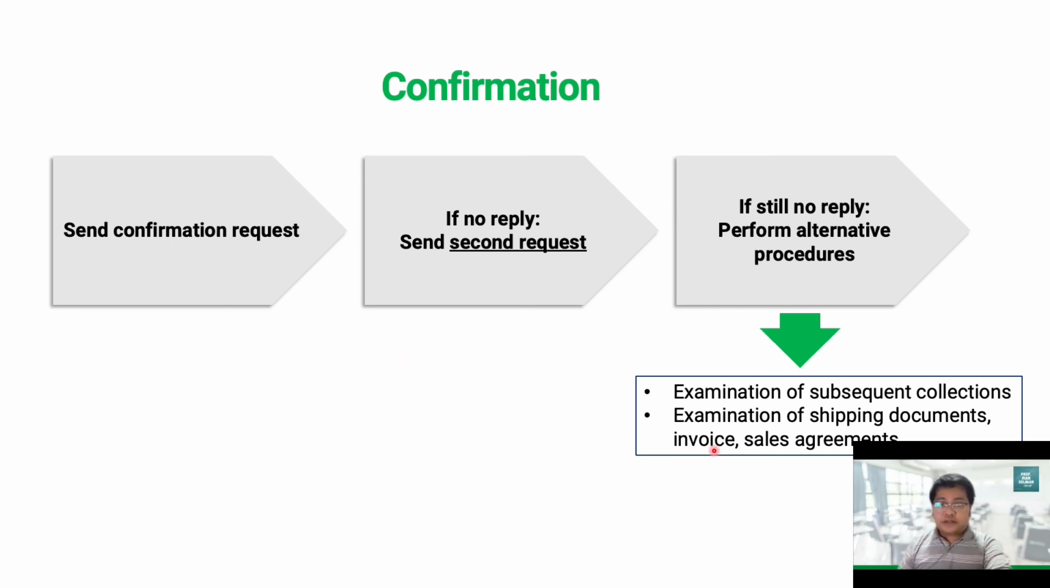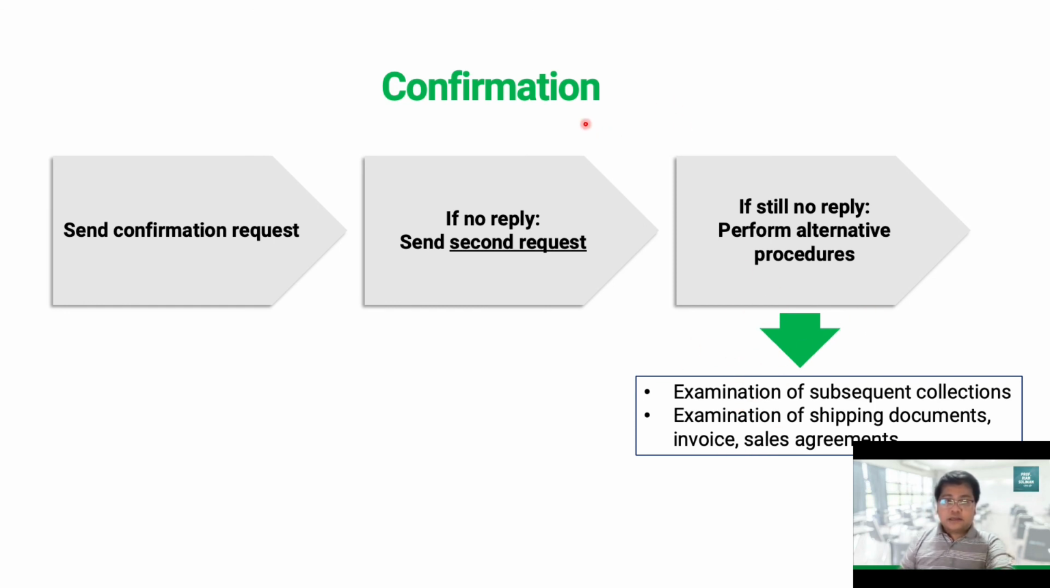Okay? So another alternative procedure is to examine shipping documents, invoices, sales agreements. Because if there are valid shipping documents, then that means there is a valid sale, and therefore, there is a valid receivable. Okay? But the disadvantage here is that we are relying on internal documents. So that is why our first priority still would be the confirmation. We only use this as an alternative procedure if we did not receive replies from our confirmation request.